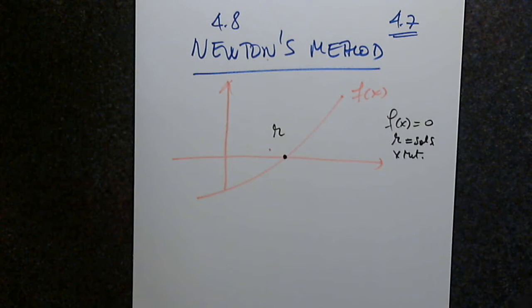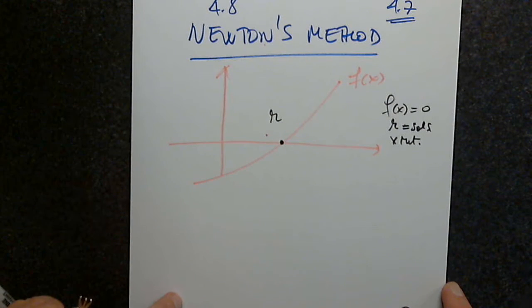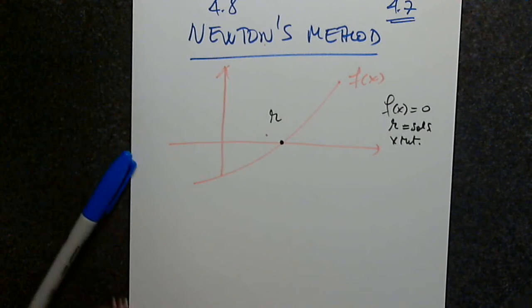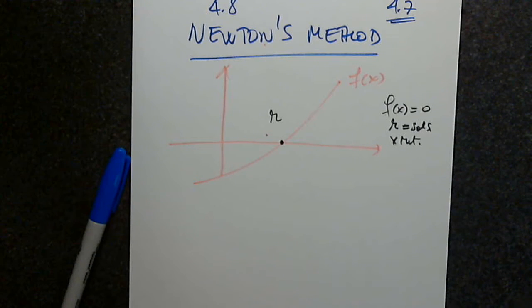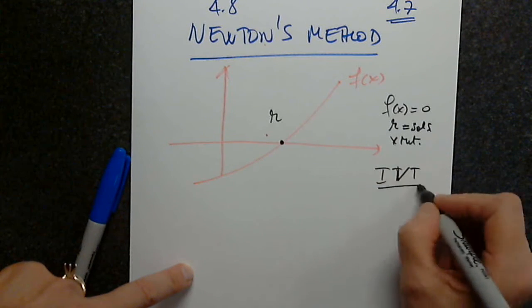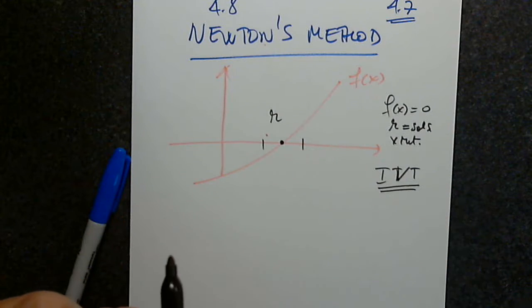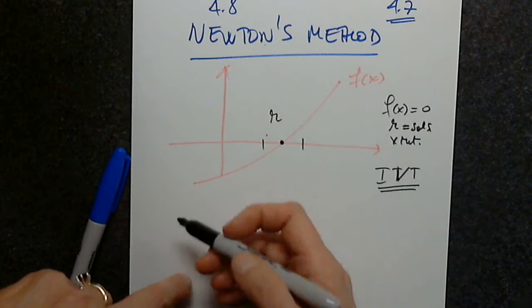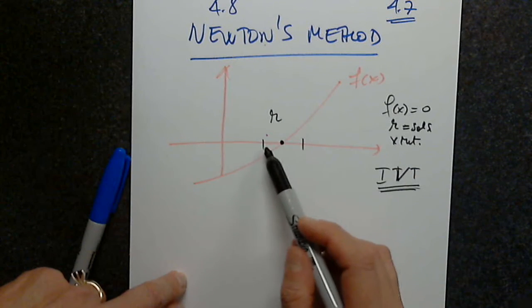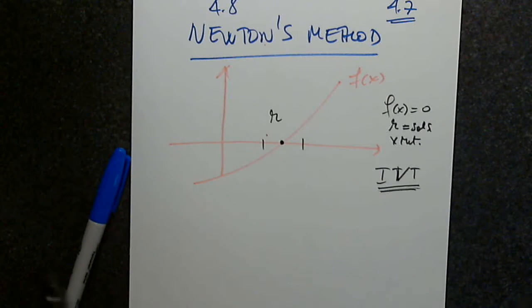So when we set f of x equal to 0, we try to find the x-intercept, and the solution is R, the root of f of x. I'm not talking about the square root or anything like that. It's just the solution of f of x equals 0. Using the intermediate value theorem, I can determine an interval, right? The function is continuous. It crosses the x-axis. With the intermediate value theorem, I can determine an interval where the solution is.